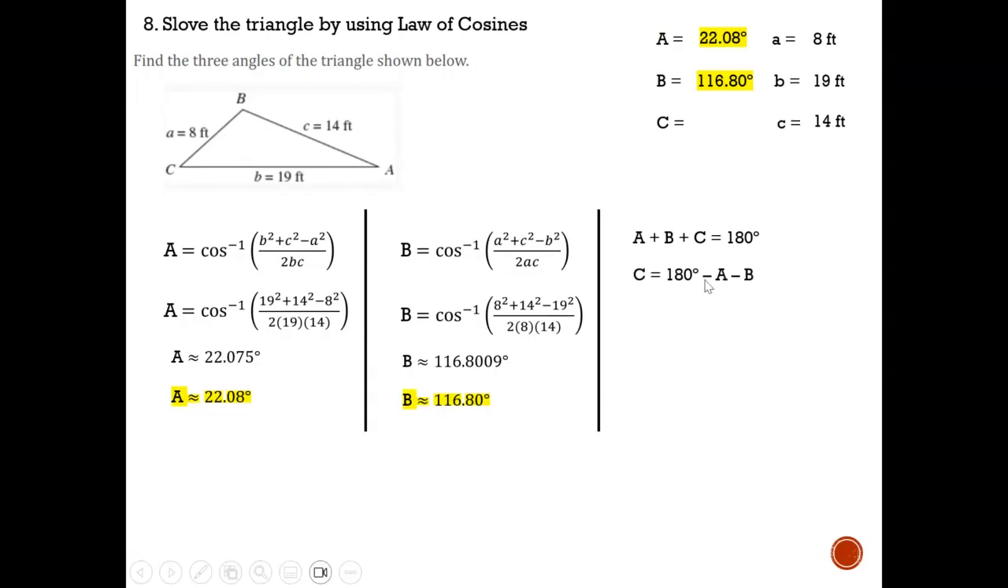Right, so angle C is equal to 180 minus angle A minus angle B. Plug in the values for angle A and B, and we get C equals 41.12 degrees. So the triangle is solved. Okay.